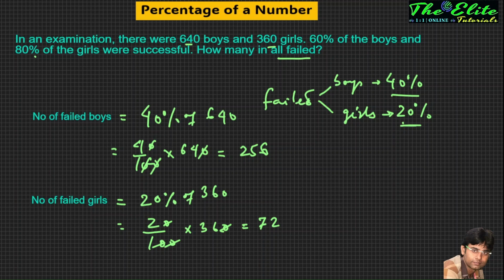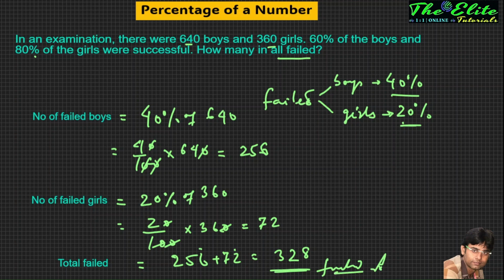Now the question is total failed students, including boys and girls. So the total failed will be equal to 256 plus 72. That will be equal to how much? You can calculate. 2 plus 6 is 8. 7 plus 5 is 12. 1 is carried over. 2 plus 1 is 3. So 328 students in all failed. And that is your answer, if you are going to find it this way. Failed boys in percentage, failed girls in percentages, like that, and then you can go further.